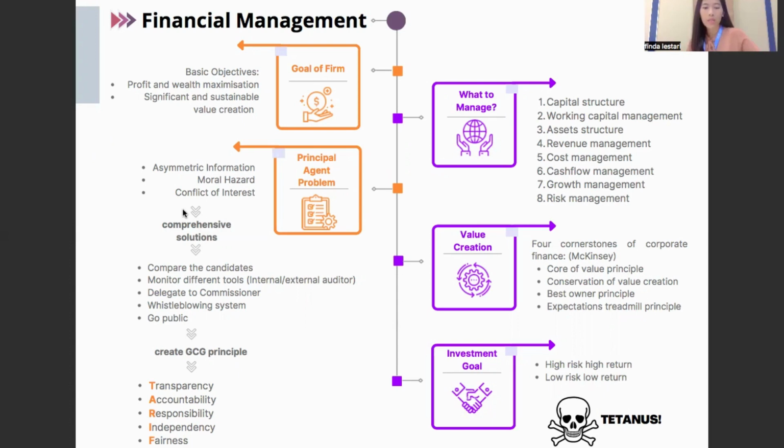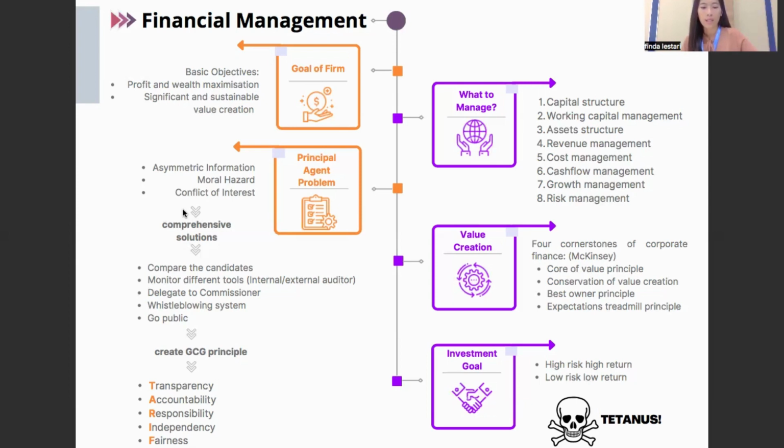And we also learned about the principal agent problem and how to reduce it. There are 3 principal agent problems: asymmetric information, moral hazard, and conflict of interest. Then what are the solutions? It cannot be only one solution. It needs a comprehensive solution.